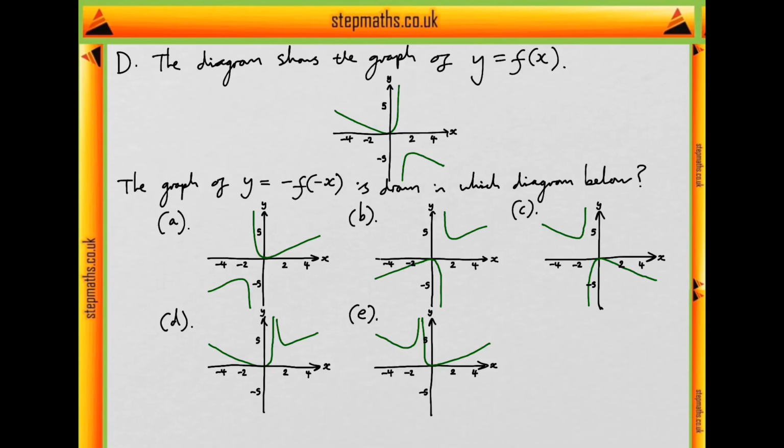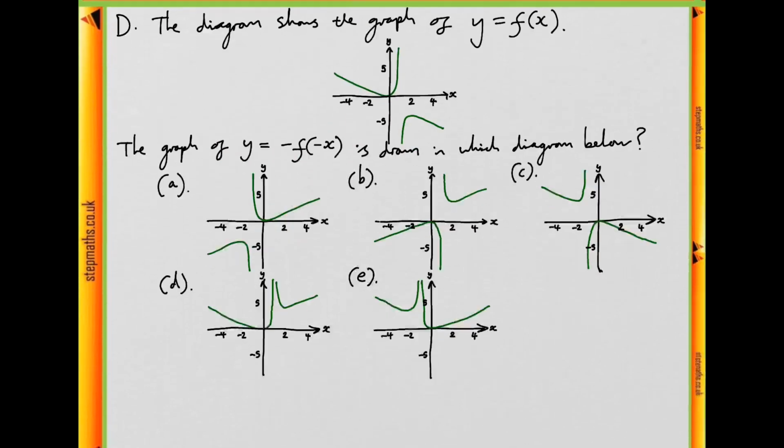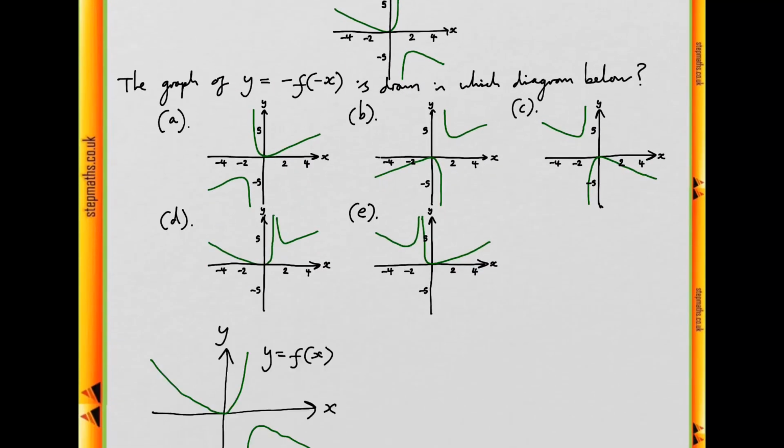Okay, the question is, the graph of y is minus f of minus x is drawn in which diagram below? And they've given us 5 pictures, all with these two parts of the graph shifted around into different places. Okay, so let's think about what this transformation does to this curve. I'll draw it out again down here for us.